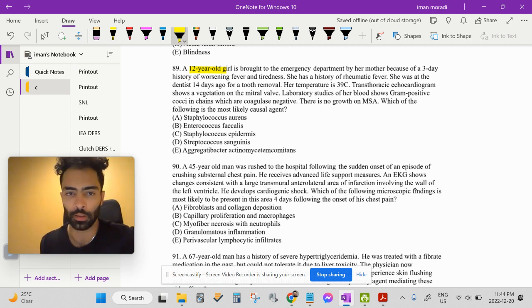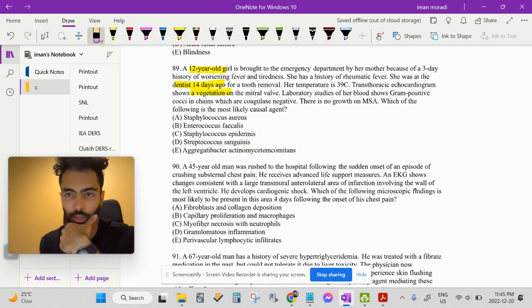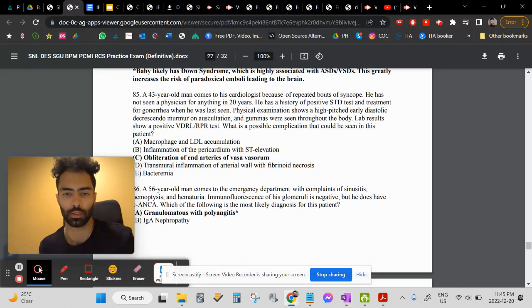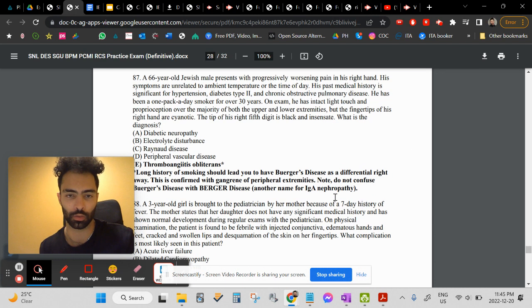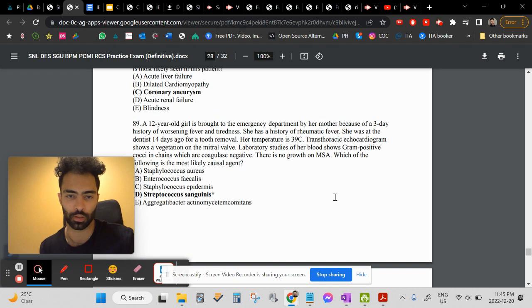A 12-year-old has a tooth removed at the dentist and now has endocarditis. What is your diagnosis? No growth, right? No growth. It's gotta be HACEK organisms, basically the ones that don't grow. Sanguinus. Which one of them is that?